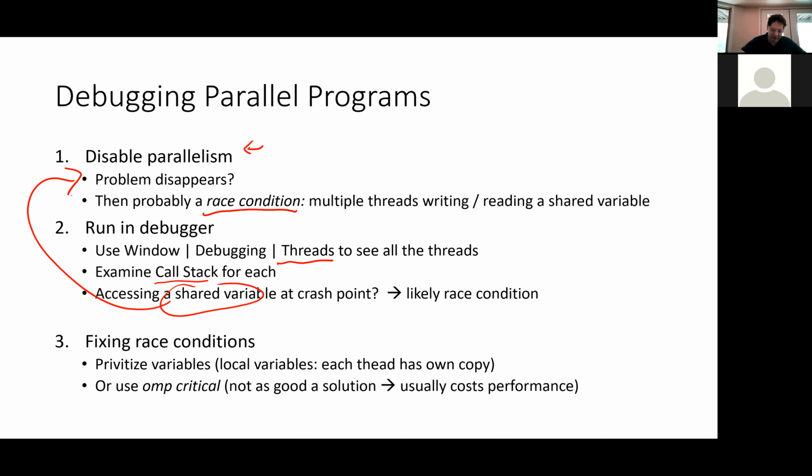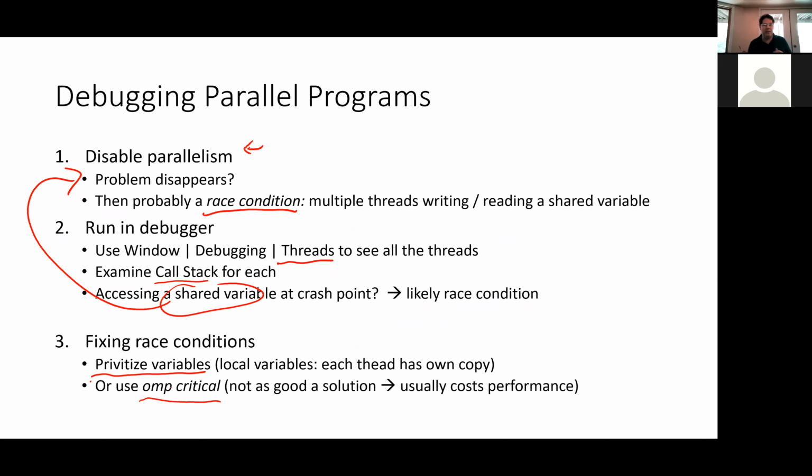Fixing race conditions, the best way to do it is what's called privatizing the variables. So every thread gets its own copy, which means make it a local variable. Another way you can do this, which is not as good, but sometimes you have to do it, is OMP critical. In milestone 4, you shouldn't have to do this.